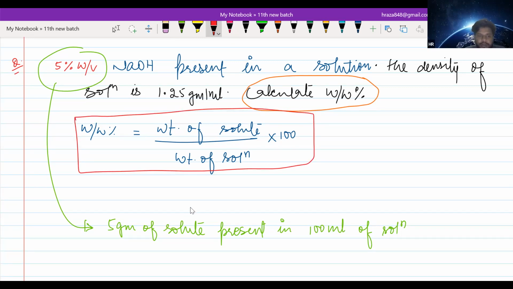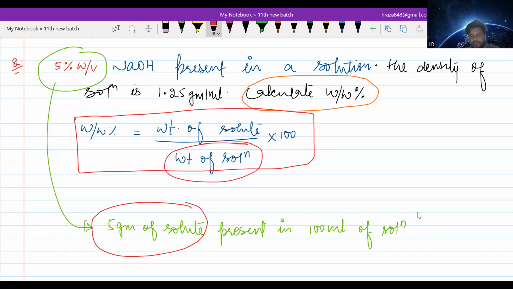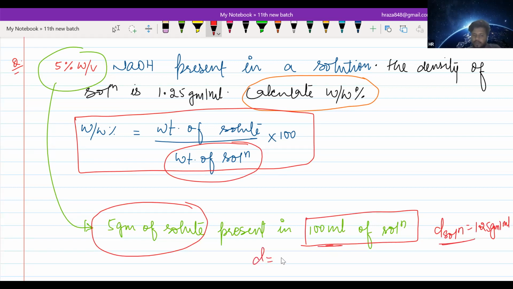Now you can see what we need is weight of solute. This is the weight of solute, and in denominator weight of solution is required, but we have density of solution, which is 1.25 gram per ml. Density of solution is equal to mass of solution upon volume of solution, and we need mass of solution. So mass of solution will be equal to density into volume. Density is 1.25 and volume is 100 ml. So when you multiply, you will get 125 gram mass of solution. You got it or not?